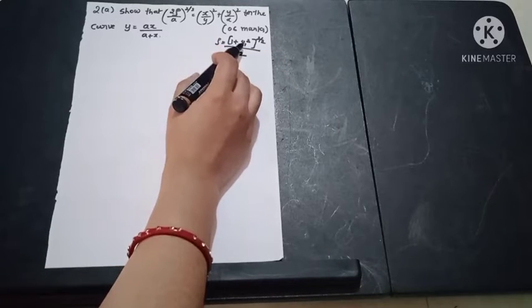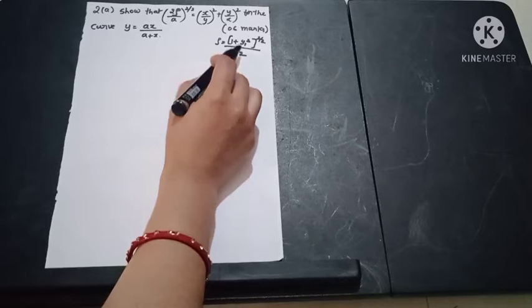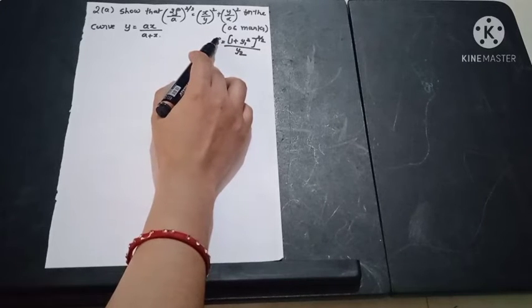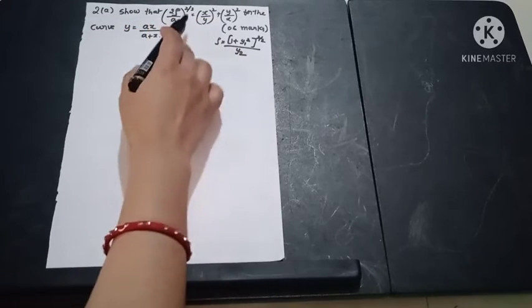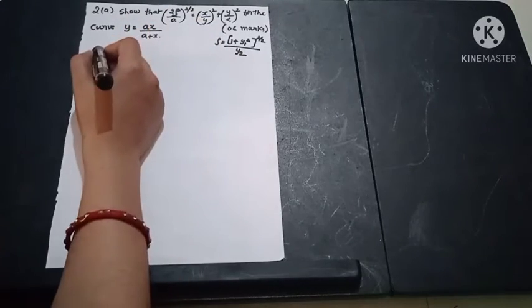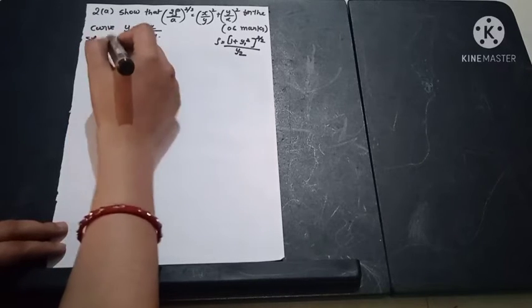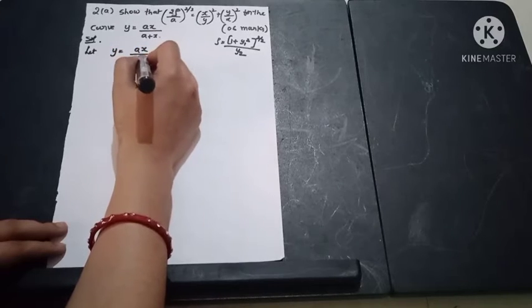For this we need to differentiate the curve first one time, and for y2 differentiate the curve two times. We get y1 and y2, then we'll substitute into this formula, then we get the radius of curvature rho. So we'll reduce it to this form. So consider, solution is, let y is equal to ax divided by a plus x.